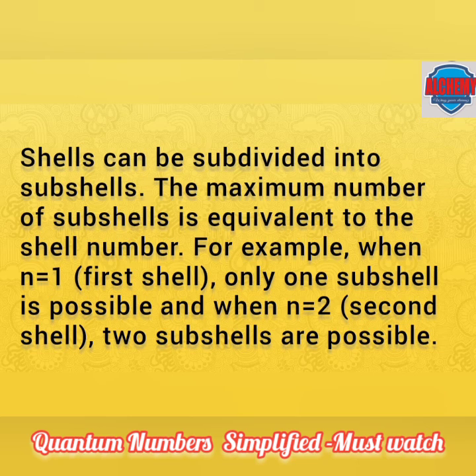The shells can be subdivided into subshells. The maximum number of subshells is equivalent to the shell number. For example, when n is equal to 1, that is the first shell, only one subshell is possible. And when n is equal to 2, that is for the second shell, only two subshells are possible.